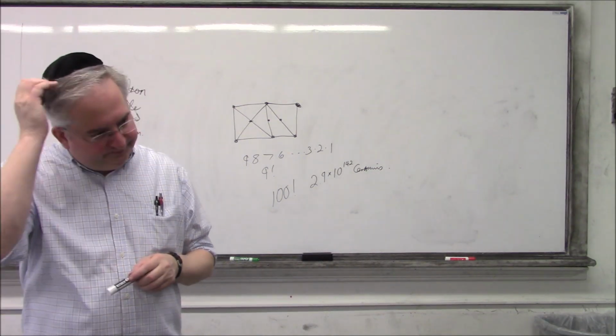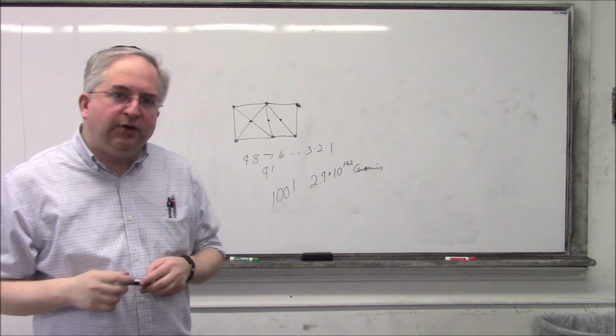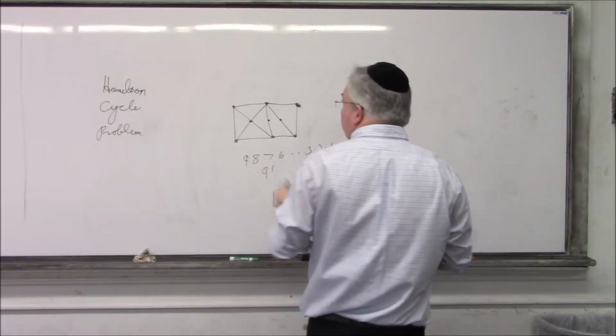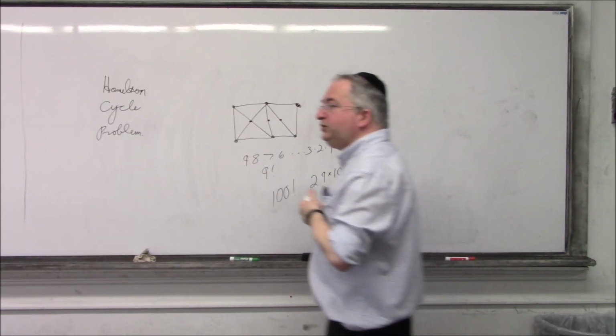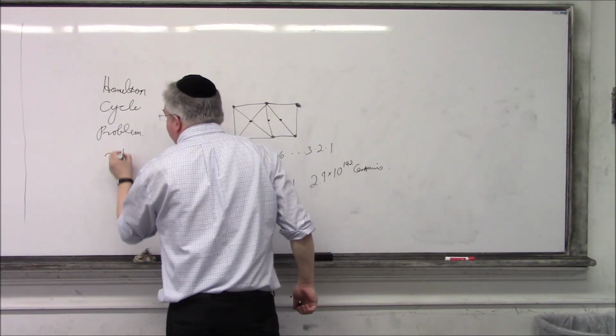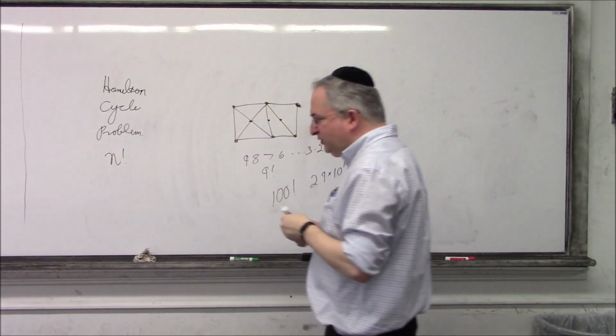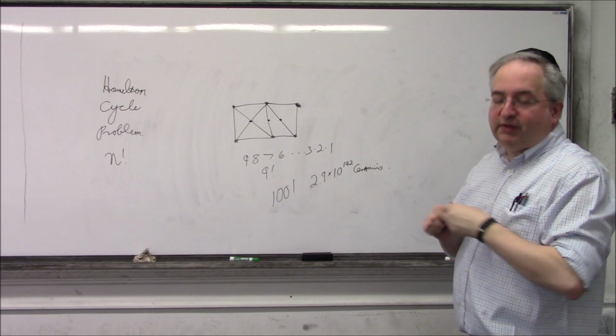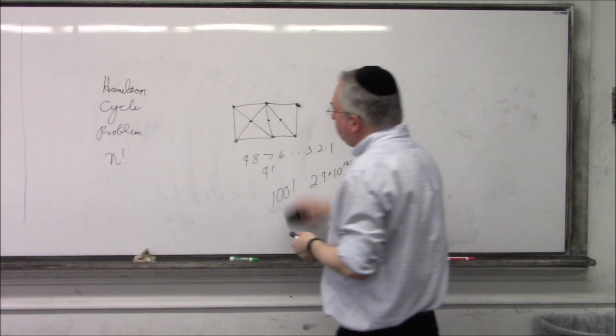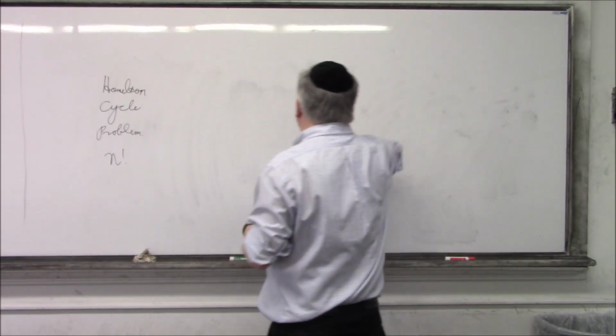Okay, great. Let's go to the next problem. So the Hamiltonian cycle problem is also what's called an n factorial problem. It takes n factorial to potentially solve this problem. Okay, let's do another one.